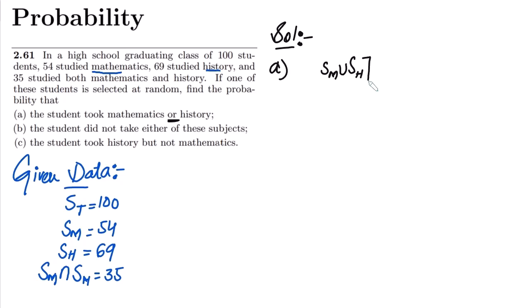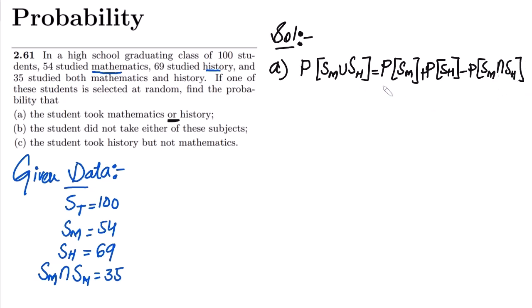So therefore it will be the union. I have to find the probability of the student who has taken either mathematics or history, and I also know the formula for it. The formula will be the probability of SM plus the probability of SH minus the probability of SM and SH. Okay, so this is the formula which I have to use.